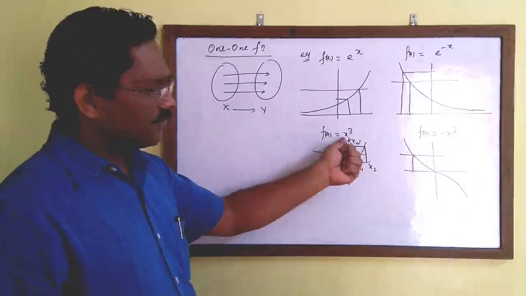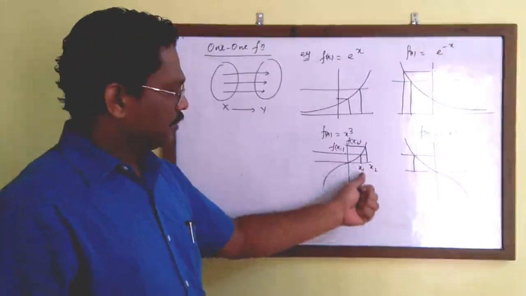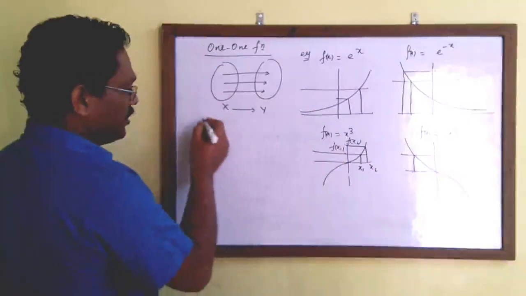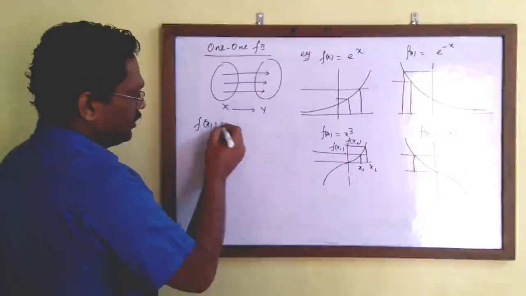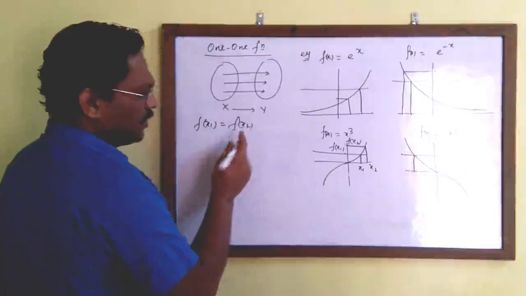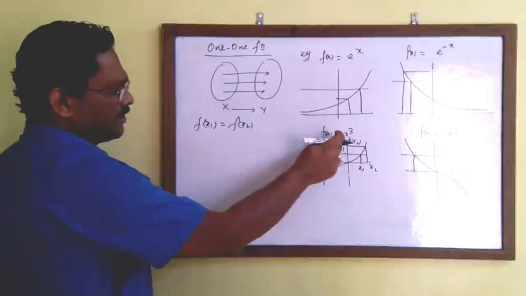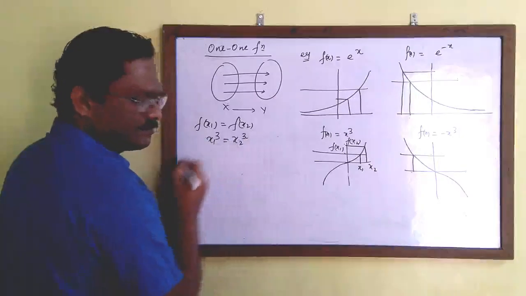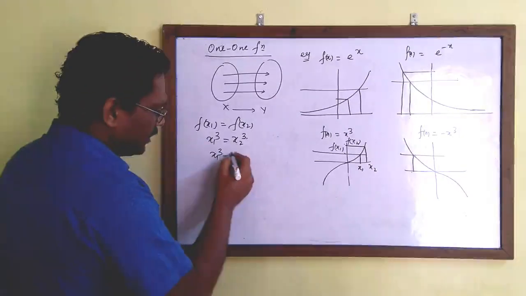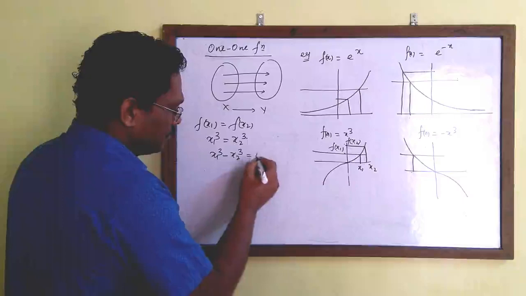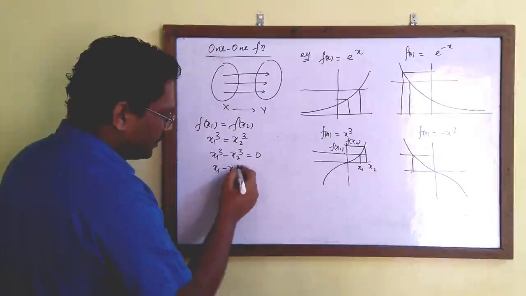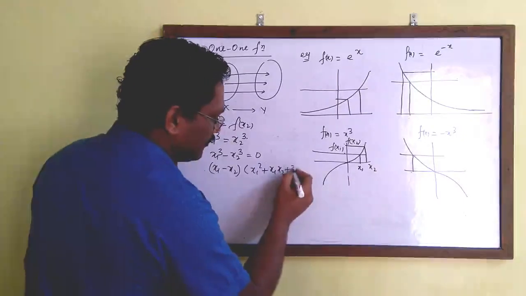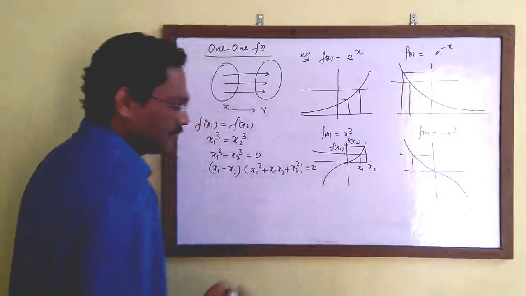So when I say that f of x1 equals f of x2, you should get the result x1 equal to x2. So let us form the equation f of x1 equal to f of x2. Now, if I take f of x to be x cubed, this is x1 cubed equal to x2 cubed. So x1 cubed minus x2 cubed is equal to 0. So (x1 minus x2) into (x1 square plus x1 x2 plus x2 square) is equal to 0.